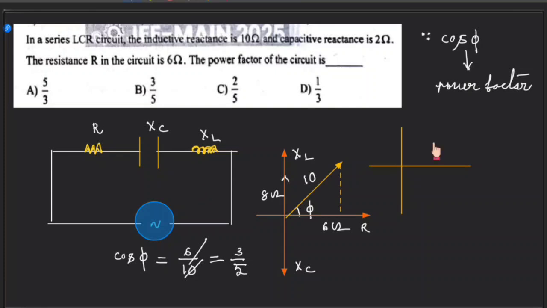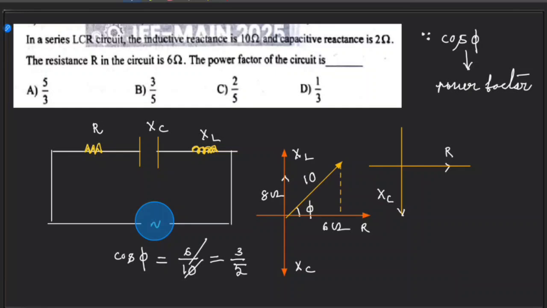So this resistor will be represented only along the x-axis. Please keep that in your mind. Resistor will be represented along the x-axis. Therefore, there is R here. And this capacitor will be represented only along the negative x-axis. Therefore, this is nothing but Xc. Capacitive reactance, and resistance.